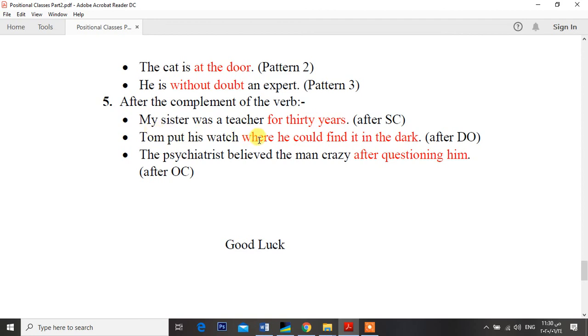Tom put his watch where he could find it in the dark. Where he could find it in the dark is also a word group occupying an adverbial position after the direct object, which is watch, or his watch. The psychiatrist believed the man crazy after questioning him. After questioning him comes after the objective complement, which is crazy.